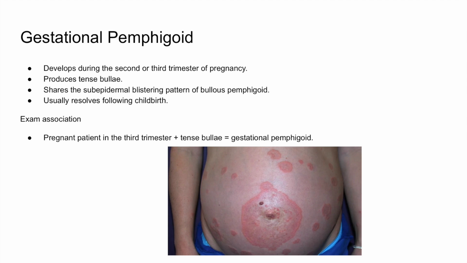So the high-yield presentation is a pregnant patient in the later stages of pregnancy with periumbilical inflammation, followed by tense blisters. You want to be thinking gestational pemphigoid. This is basically just like bullous pemphigoid, a little milder. It could get as bad, but with a pregnant lady.